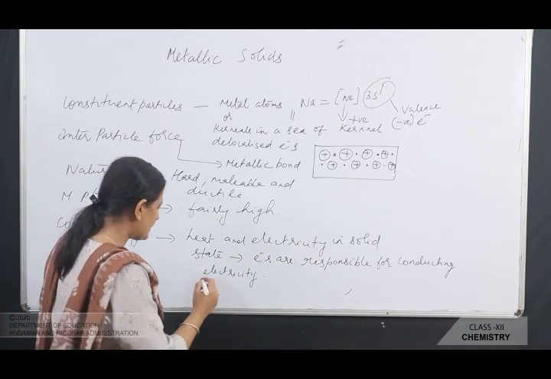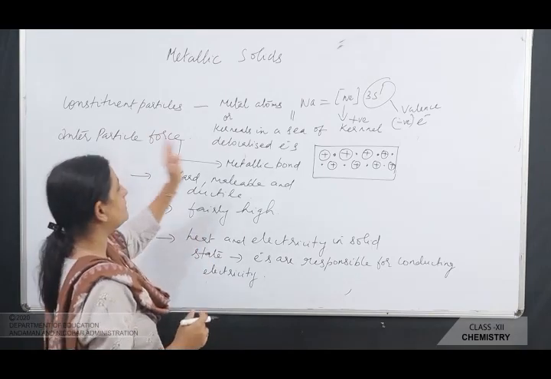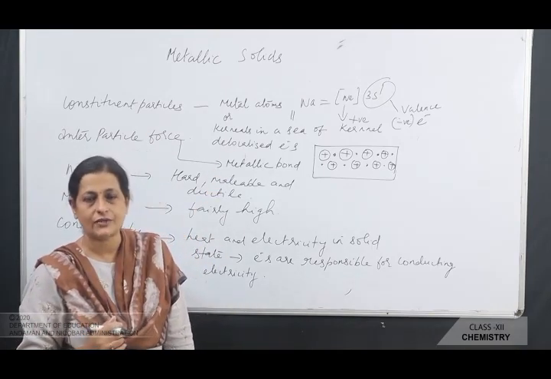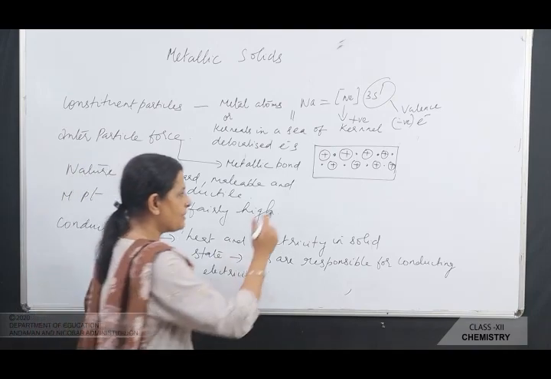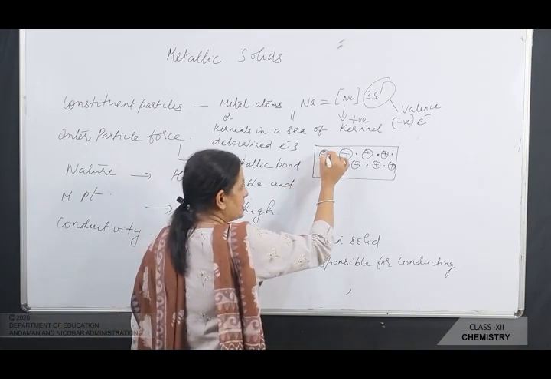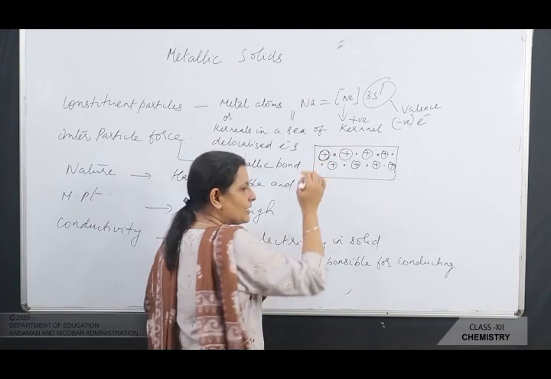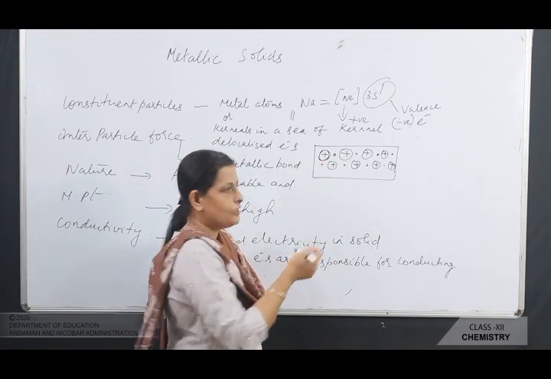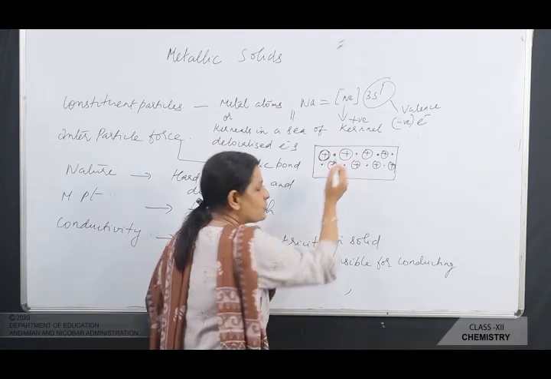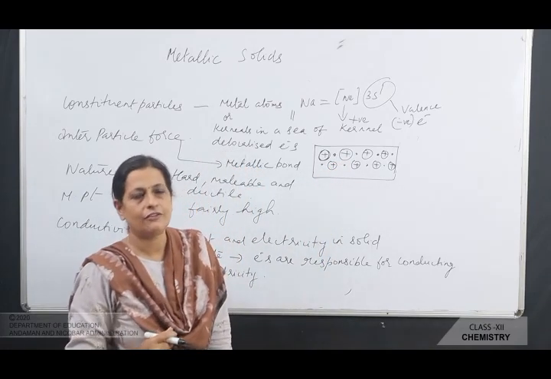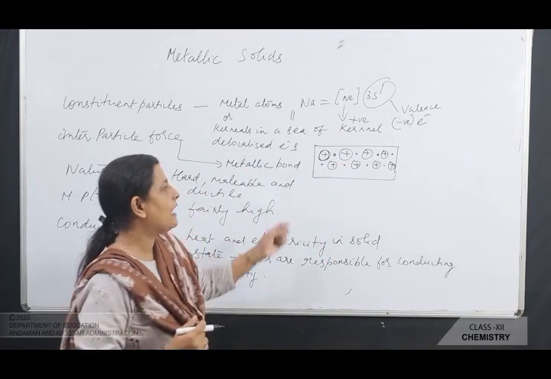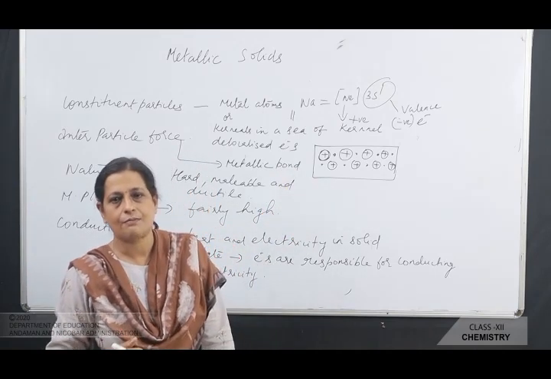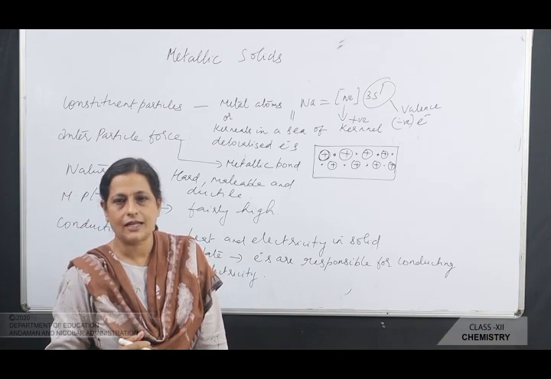Now when you increase the temperature, the conductivity of metallic solids decreases. Why does the conductivity of metallic solids decrease? When you increase the temperature, what did I tell you? These kernels are fixed. Once you increase the temperature, the kernel starts vibrating. So when it starts vibrating, what happens to the movement of the electrons? The movement of electrons becomes slow. So what will happen to conductivity? Conductivity decreases with increase in temperature in the case of metallic solids.